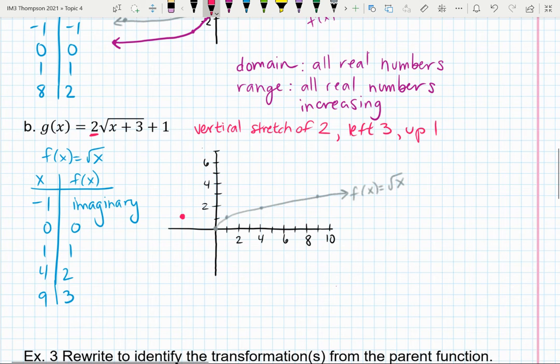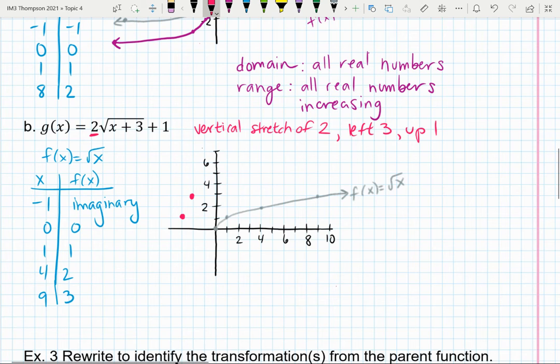So first this point moves 1, 2, 3, and then up 1. But then I have to double this distance. So instead of going up 1, I'm going to go up 2. So I have 4, 2. So I moved left 3, 1, 2, 3. I go up 1. But instead of an up 1, I need to go up.